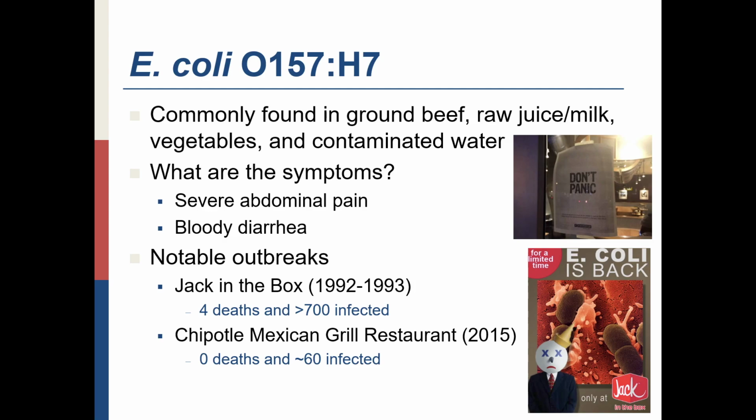So the first one is E. coli O157:H7, which is going to be commonly found in ground beef, raw milk, juice, vegetables, and water that's been contaminated by, well, fecal matter. So what are the symptoms? Well, you're going to have some bloody diarrhea, severe abdominal pain. It's supposed to be very unpleasant, from what I've heard.